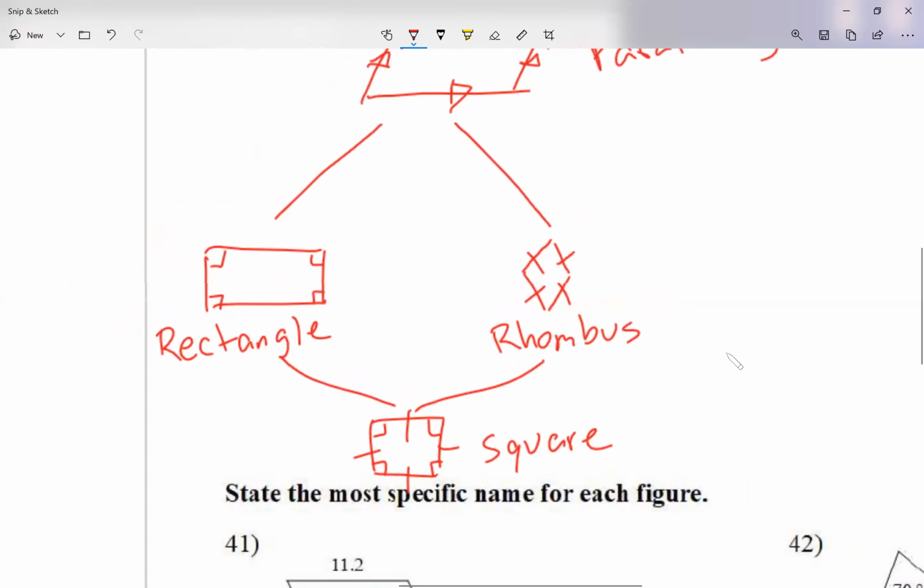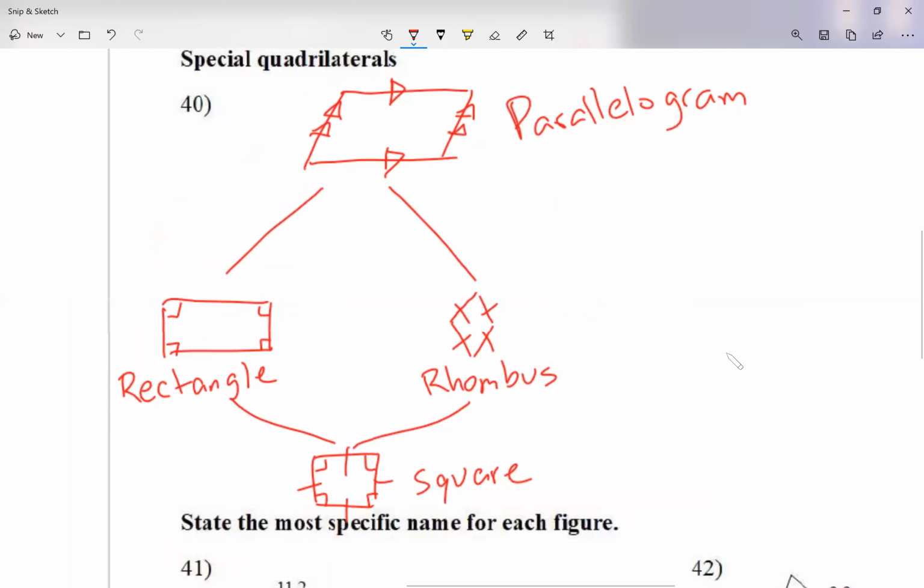So all of these are parallelograms. Parallelograms, again, could be a rectangle, could be a rhombus, or more specific, could be a square. Some of them are just parallelograms. They're not a rectangle, they're not a rhombus. Obviously, they're not a square, they're just parallelograms, right? We're going to talk about the names.